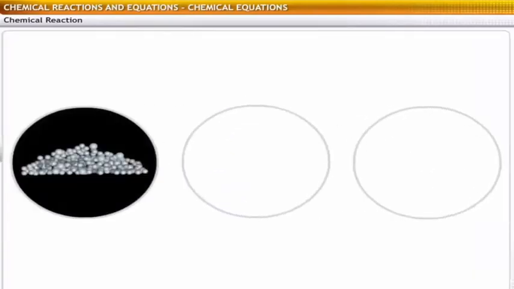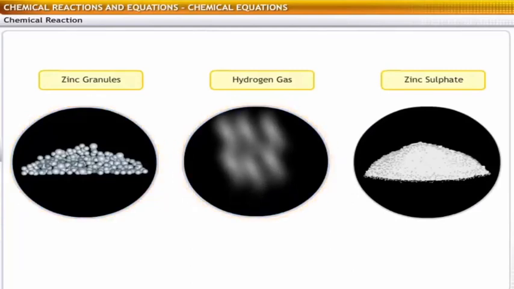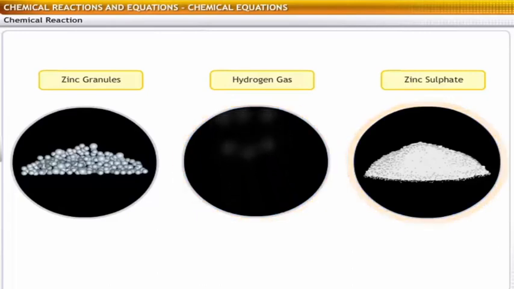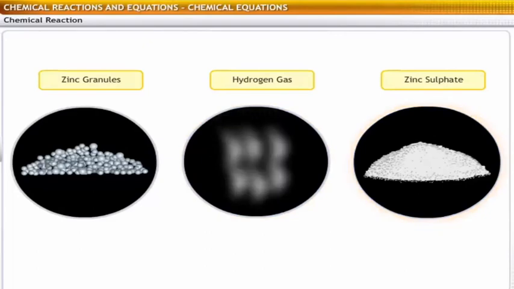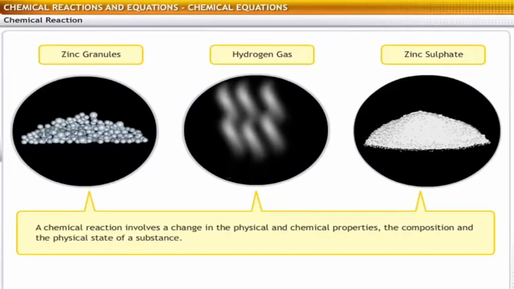Therefore, as you saw in this experiment, the color of zinc changed during the reaction. That is, there was a change in physical properties. The reaction also resulted in the evolution of a gas. That is, the form of the reactant changed. Zinc reacted with sulfuric acid to form zinc sulfate, a salt. Thus, the composition of the reactants changed. Hence, we can say that a chemical reaction involves a change in the physical and chemical properties, the composition and the physical state of a substance, whether an element or a compound.